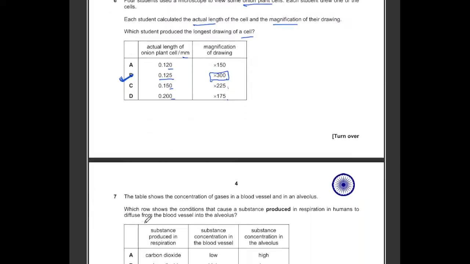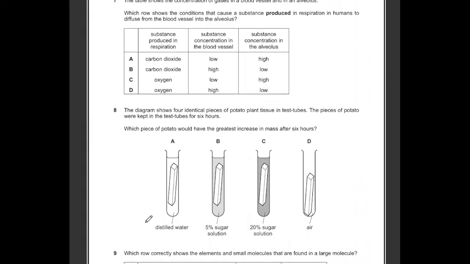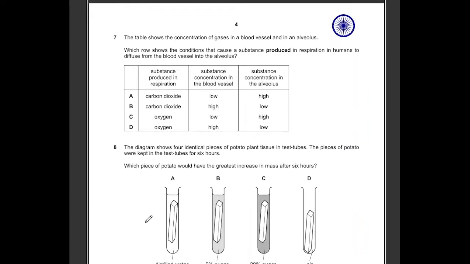Okay, now moving to question 7. The table shows the concentration of gases in a plant vessel. Oh my god, in gases in a blood vessel. My bad. The table shows the concentration of gases in a blood vessel and in an alveolus. Which row shows the condition that causes a substance produced in respiration in humans to diffuse from the blood vessels into the alveolus?